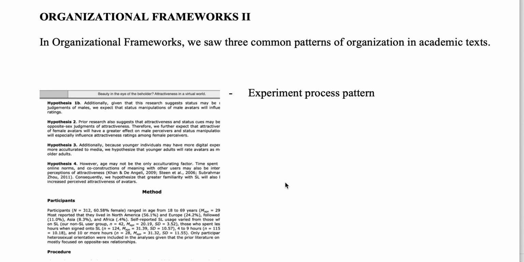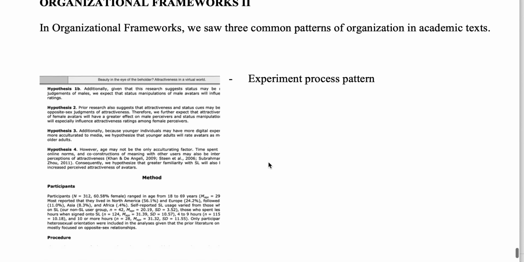In organizational frameworks, we saw three common patterns of organization in academic texts. We saw the experiment process pattern, where we start with a hypothesis, we then get into the method and participants, then we look at results and discuss what's important about the results, and so on.